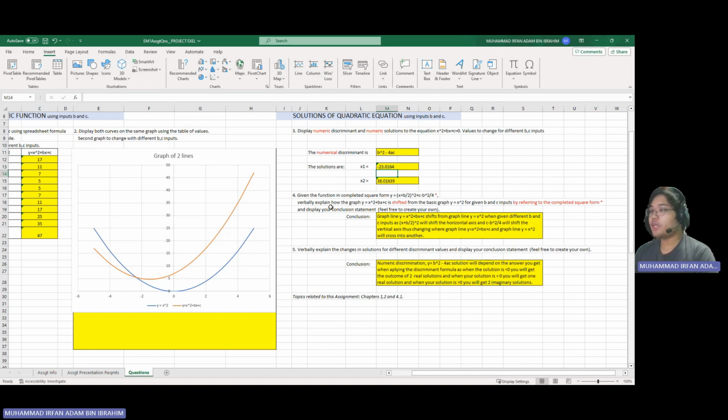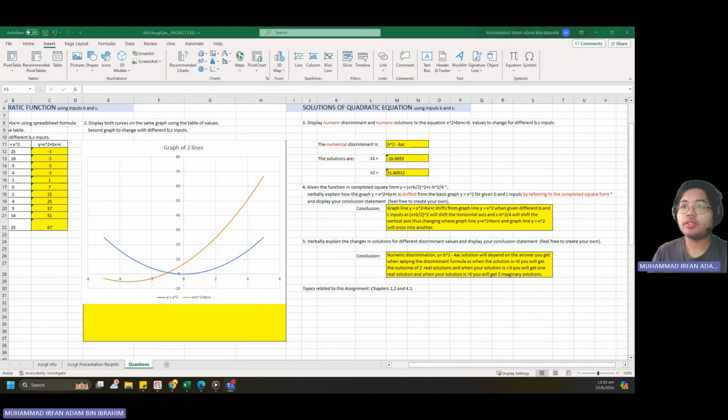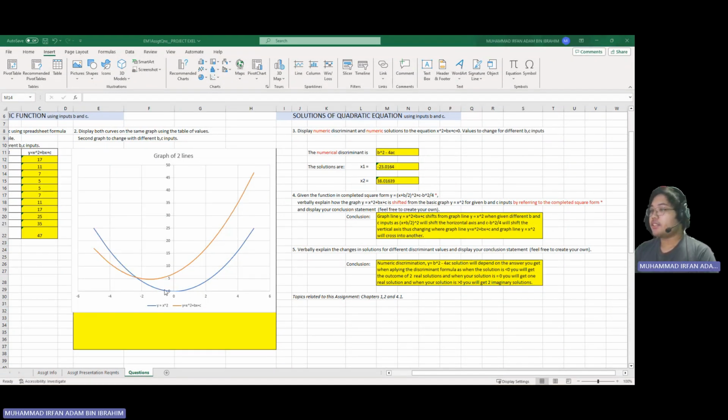Now, graph line y equals x to the power of 2 plus bx plus c shifts from graph line y equals x squared when given the different b and c inputs, as (x plus b divided by 2) to the power of 2 will shift the horizontal axis, and c minus b to the power of 2 divided by 4 will shift the vertical axis, thus changing where the two graph lines will cross into one another. Verbally explain the changes in solutions for different discriminant values and display your conclusion statement.